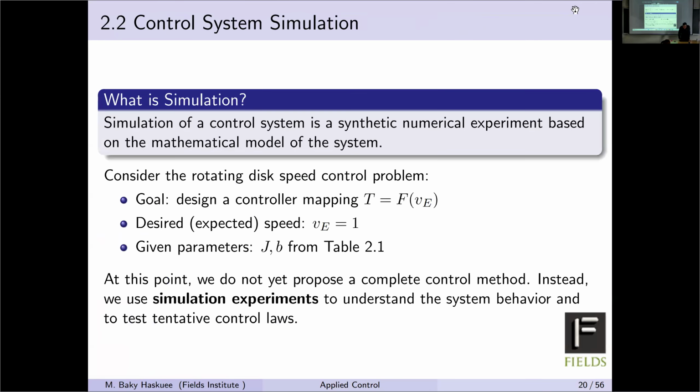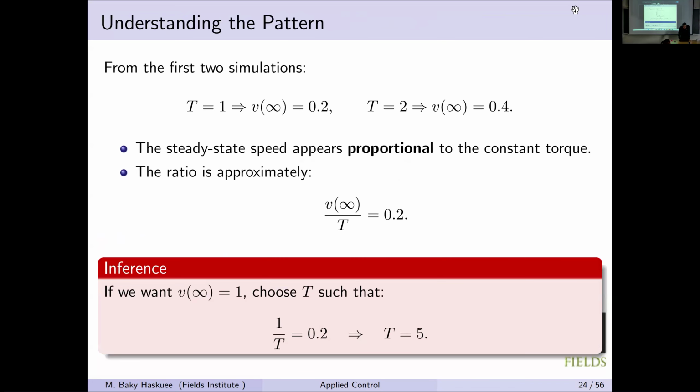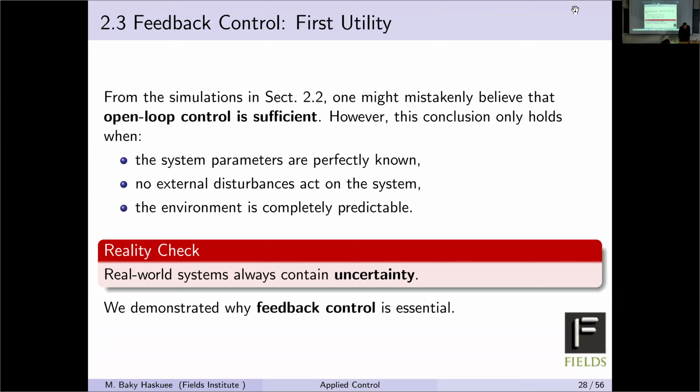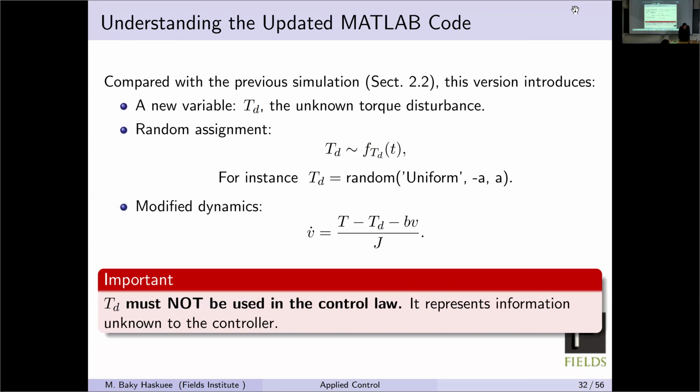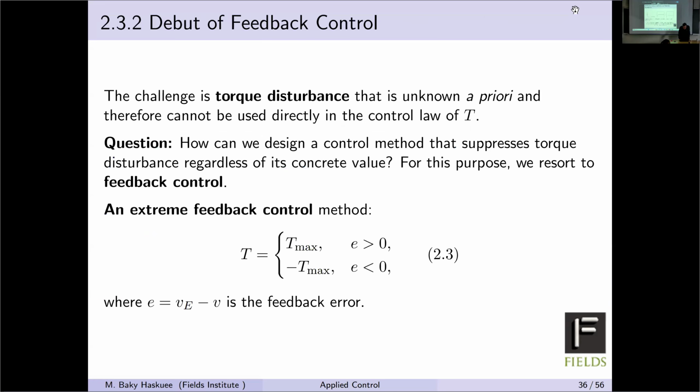Okay, just let me show you this result, because I think it is important to know how this feedback law will actually work. So we set this feedback law. Simply, we assume that when the speed is below the expected, then t will be set to t max, and when the speed is above the expected, then t is equal to minus t max. This is the rule that we can set.